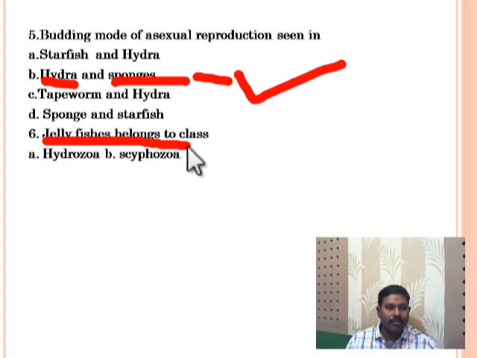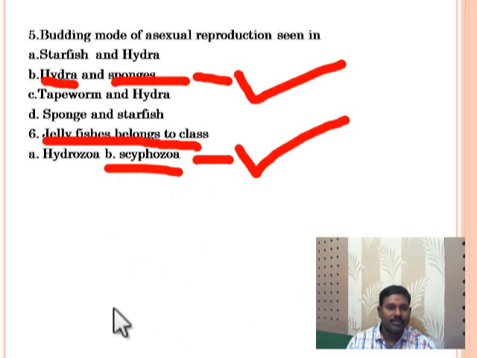Then the next question: jellyfishes belong to which class? That is Aurelia. That belongs to which class? Scyphozoa. Scyphozoa, Hydrozoa, Anthozoa. Jellyfish belong to Scyphozoa. Hydrozoa examples are Hydra and Obelia, and Anthozoa examples are corals and sea anemones. You should keep in your mind the examples of the animals. You just see the video twice or thrice, so that the animal names will be remembered in your mind.